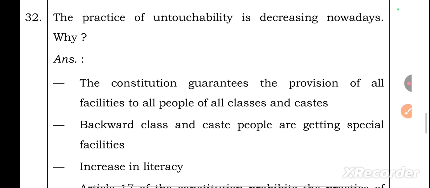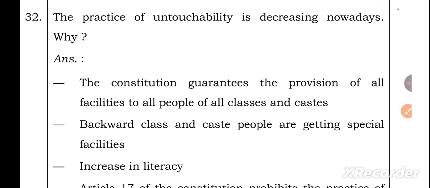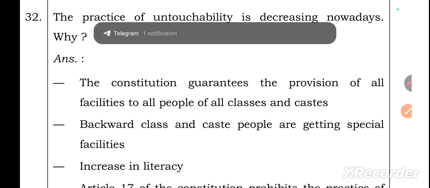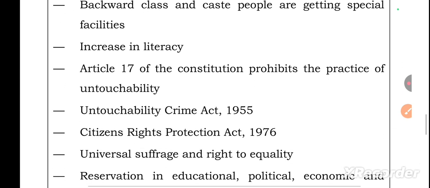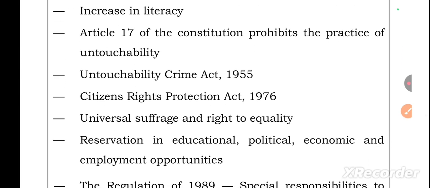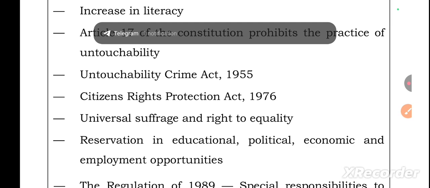32nd question: the practice of untouchability is decreasing nowadays. Why? The Constitution guarantees the provision of all facilities to all people of all classes and castes. Backward class and caste people are getting special facilities. Increase in literacy. Article 17 of the Constitution prohibits the practice of untouchability. Untouchability Crime Act 1955.